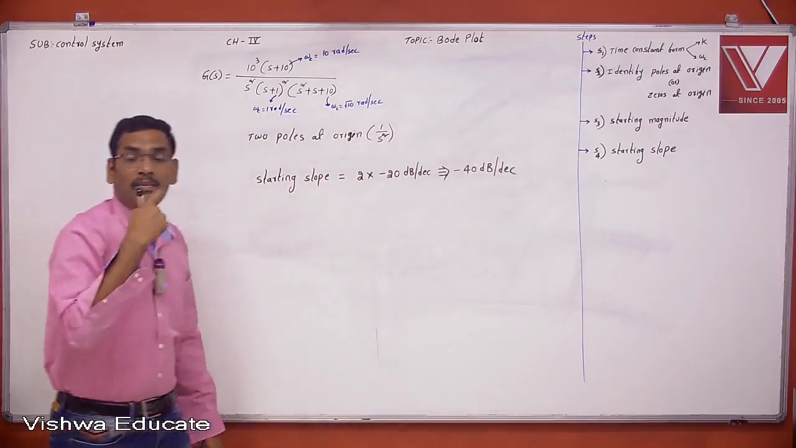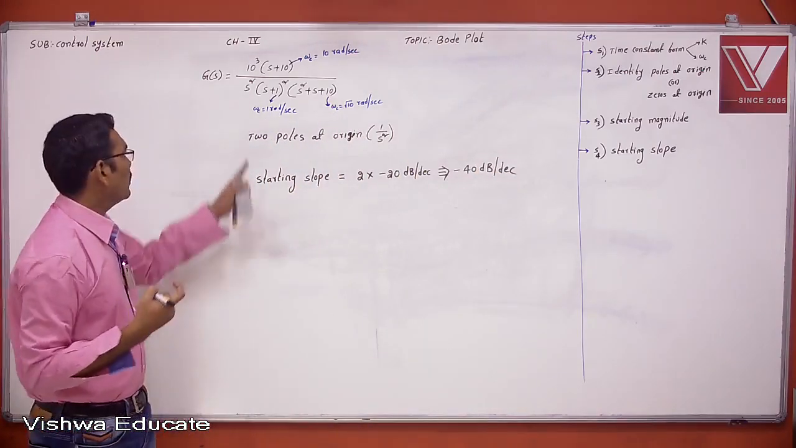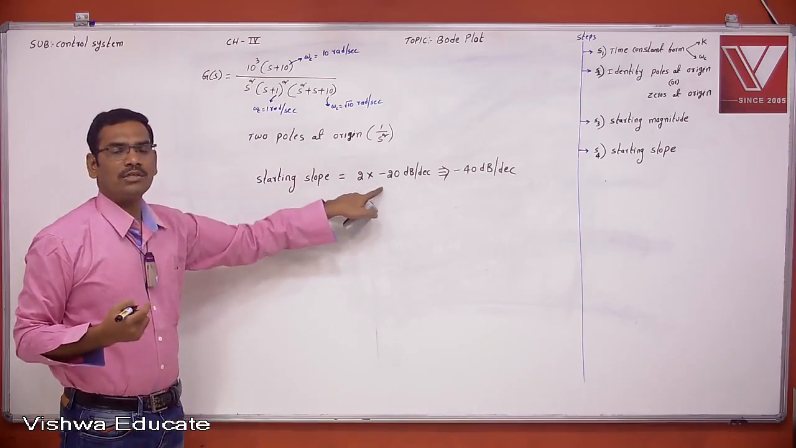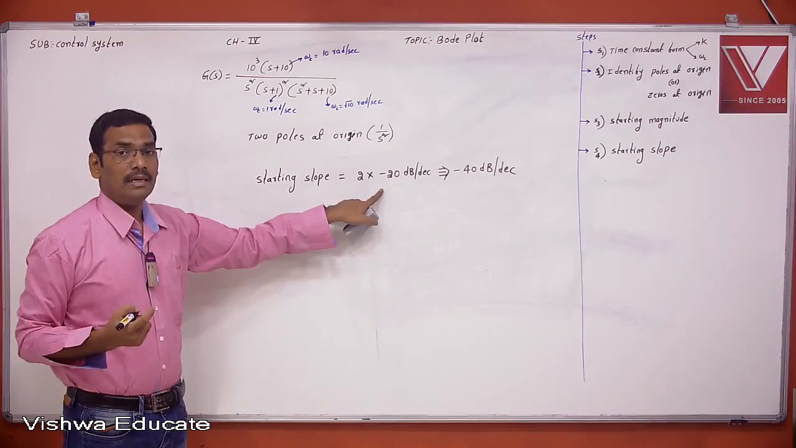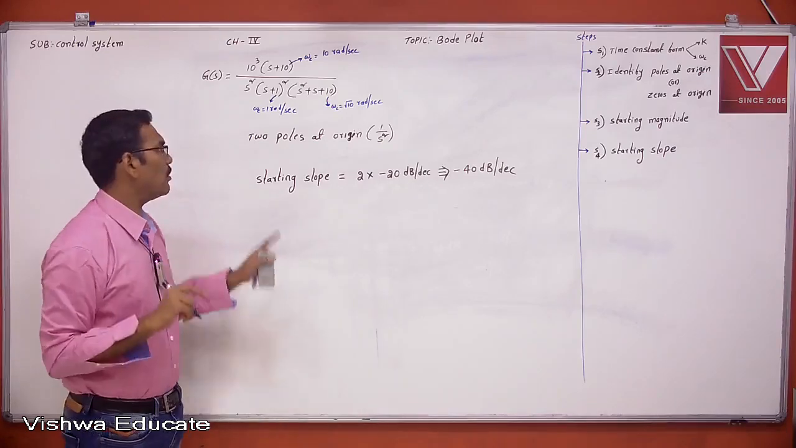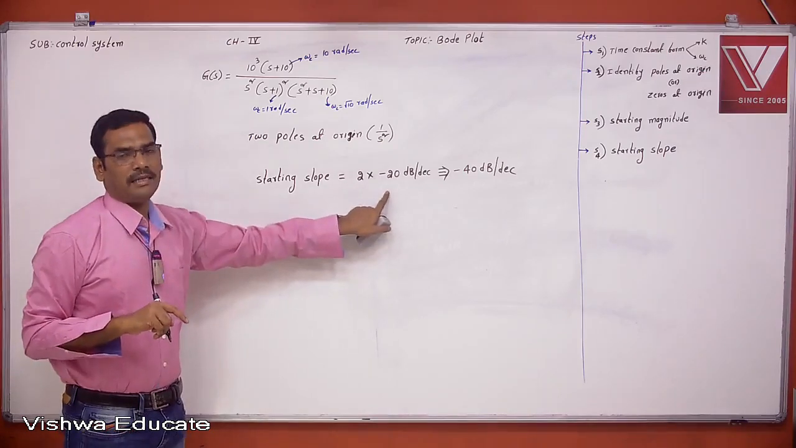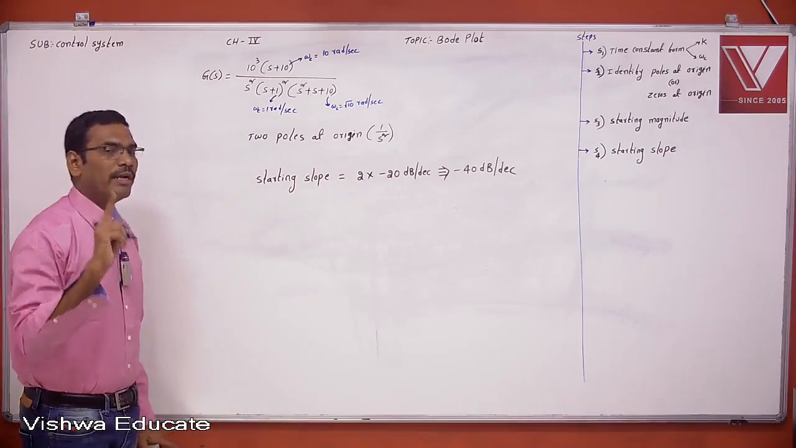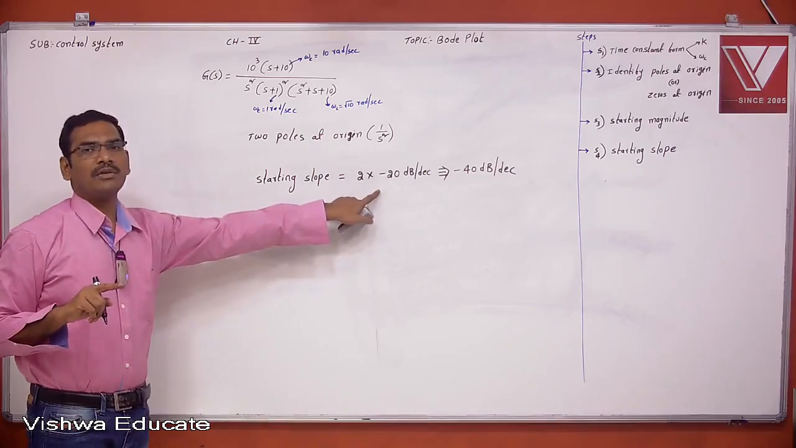Understand or not? Suppose there are 2 zeros at origin in our transfer function. 2 into zeros means plus 20 dB per decade. Suppose in our transfer function there is only 1 pole at origin, then 1 into minus 20 dB per decade. If there is 1 zero at origin, then 1 into plus 20 dB per decade.